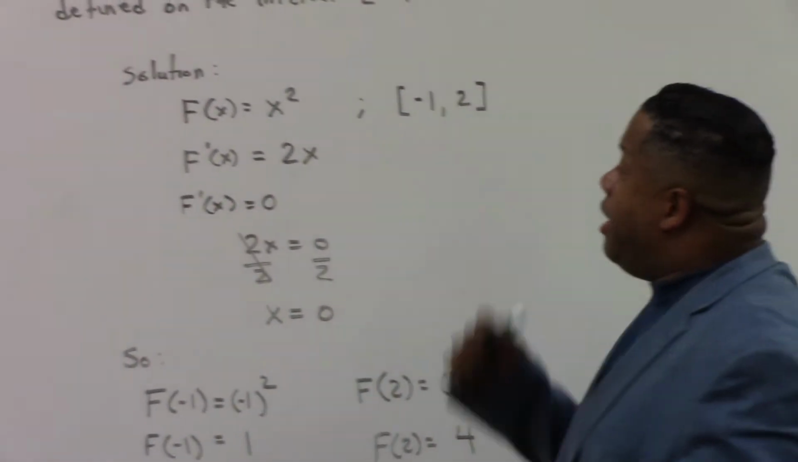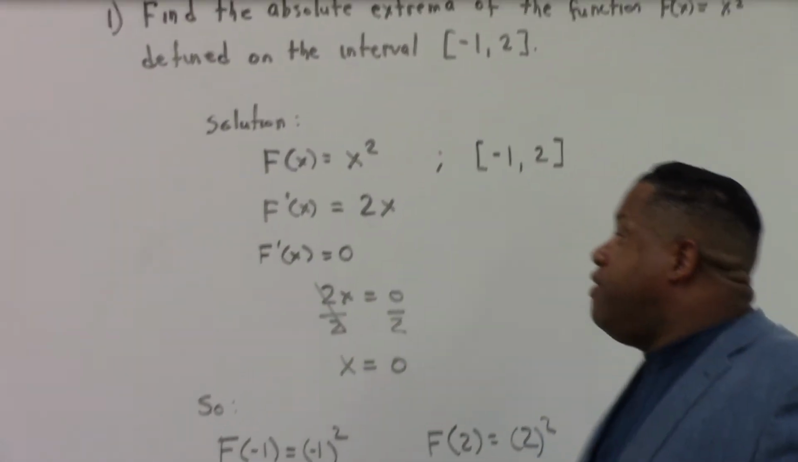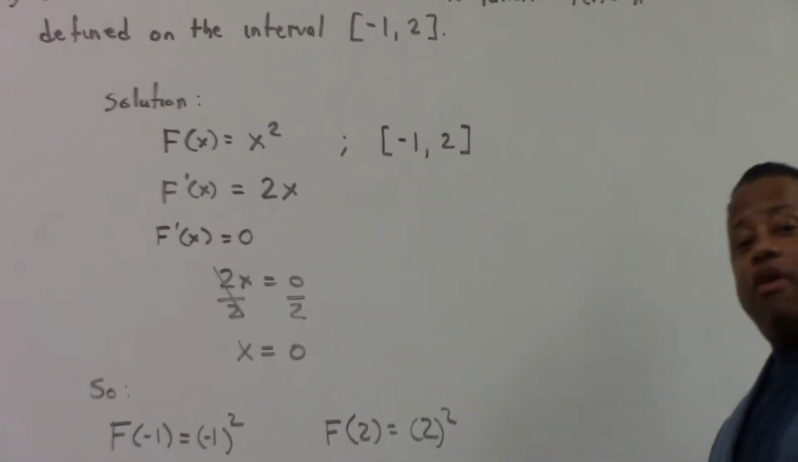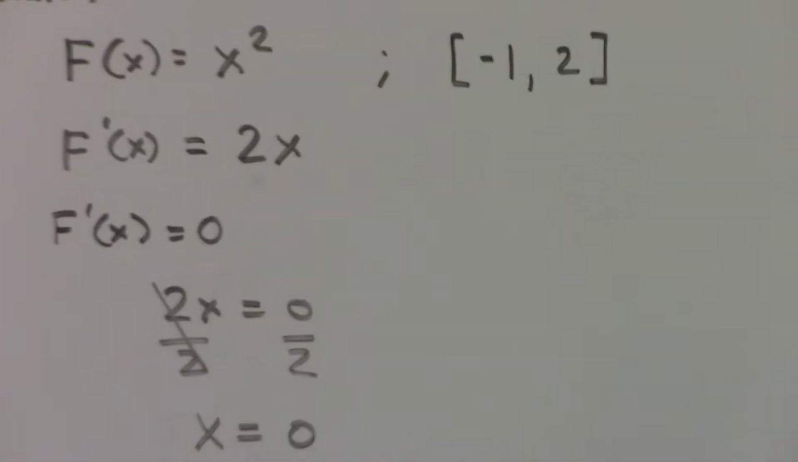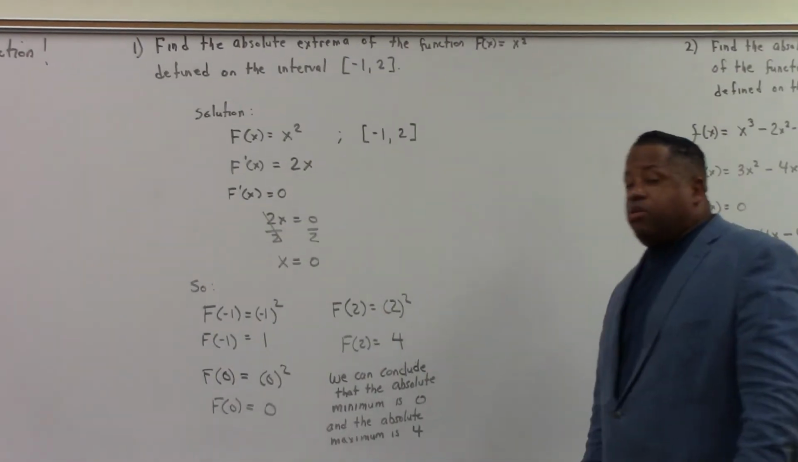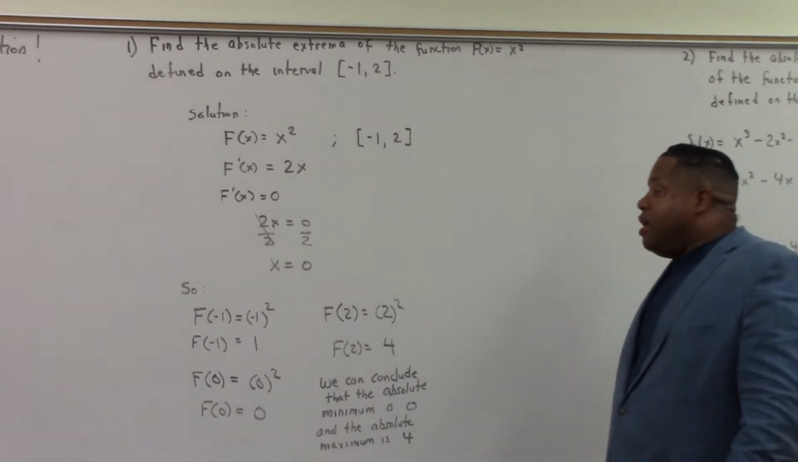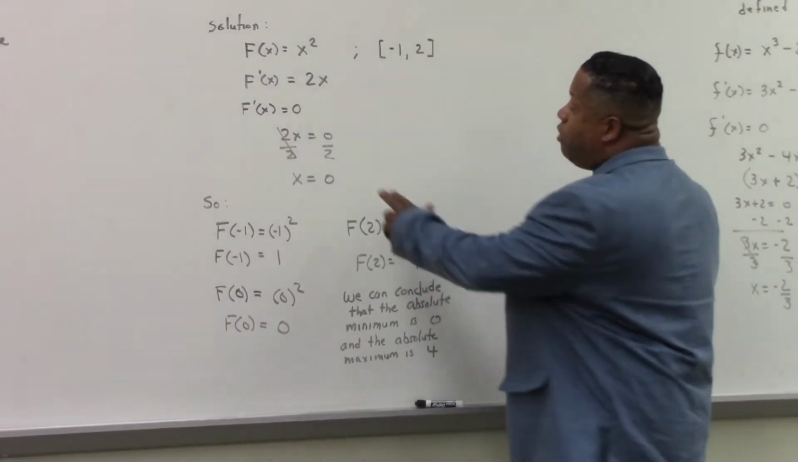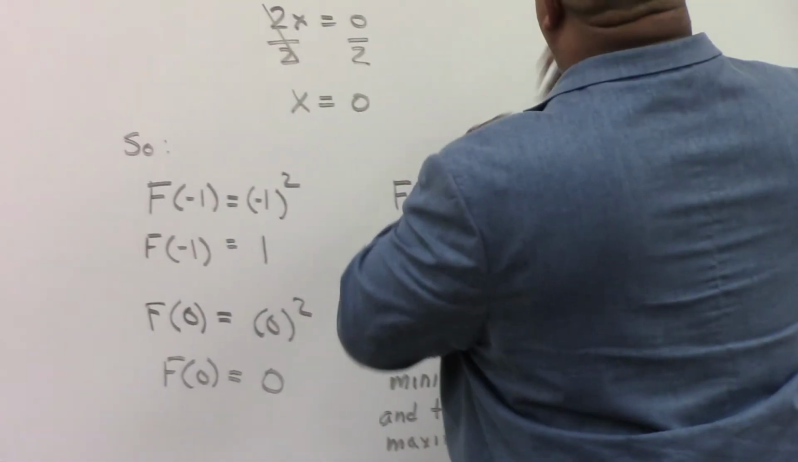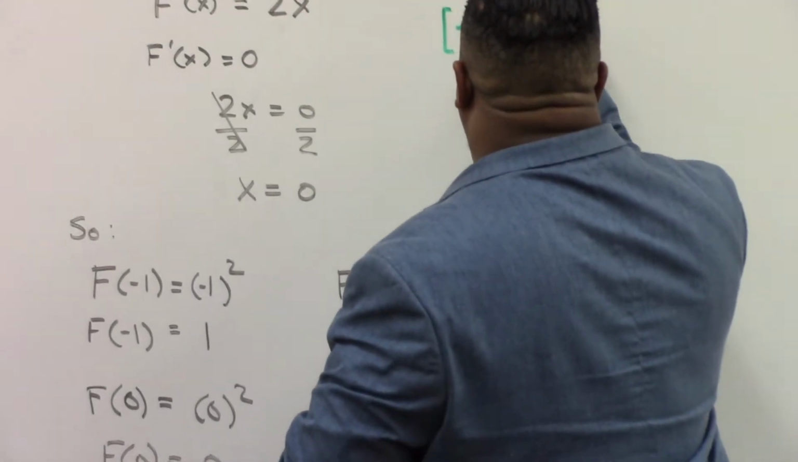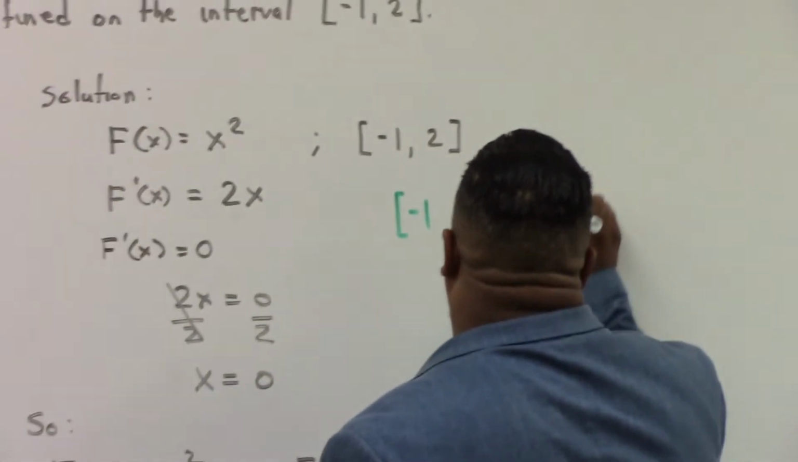So we see that we take the derivative of x squared, which is 2x, and we're going to set f prime of x, the derivative of f of x, equal to 0. And when we do that, we solve for x, and we come up with 0. So 0 lies within the interval. So we can use that.